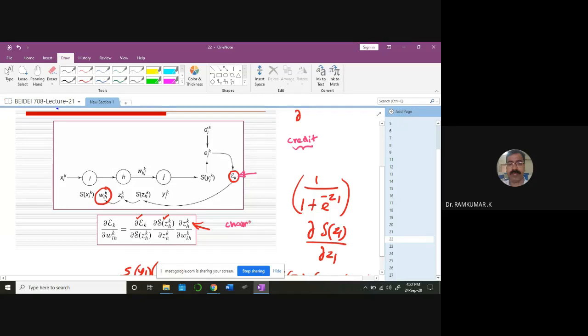Chain rule. So in today's class, the objective is to work out a problem related to backpropagation. Once you understand this problem, you should be in a position to write the code, a Python code or a MATLAB code. So you can submit it as an assignment.